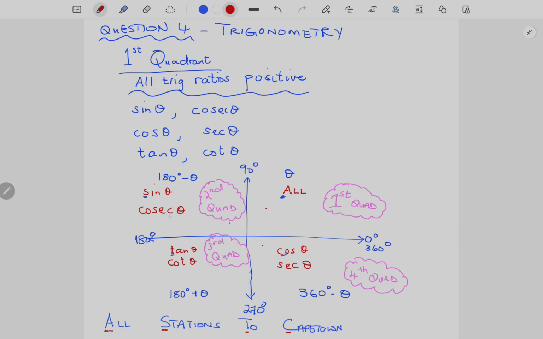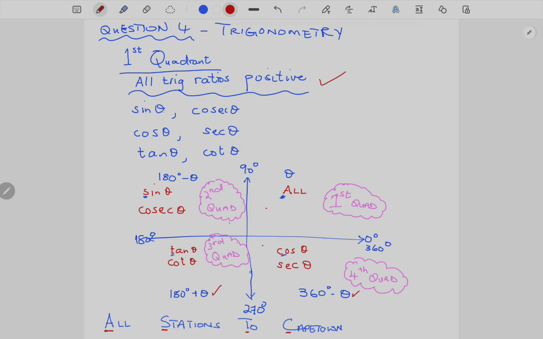Then the second quadrant, the formula there is 180 degrees minus theta. Only sine theta and cosec theta are positive. Third quadrant, the formula is given as 180 plus theta, then only tan theta and cot theta are positive. Then the fourth quadrant, its formula is given as 360 degrees minus theta, then only cos theta and sec theta are positive.